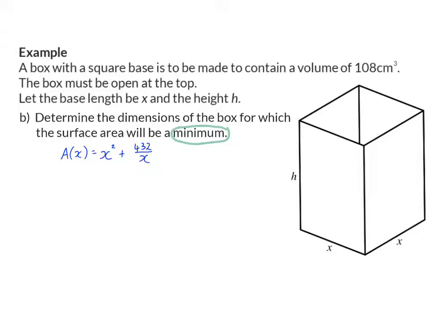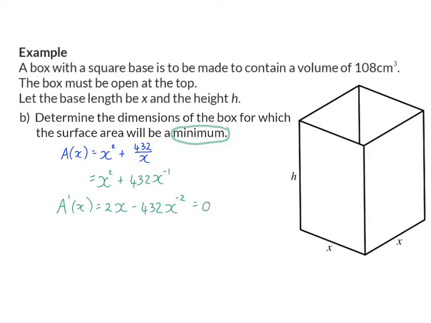So here we're going to take the formula for surface area and determine the derivative. I'm reminding you that you cannot determine the derivative if there's a variable in a root or in the denominator. So here we are going to start off rewriting this formula. Our first term stays the same, and in our second term it will now be x to the power of minus 1. Now we can determine the derivative, so A prime, and that will be 2x to the power of 1 minus 432 x to the power of minus 2.